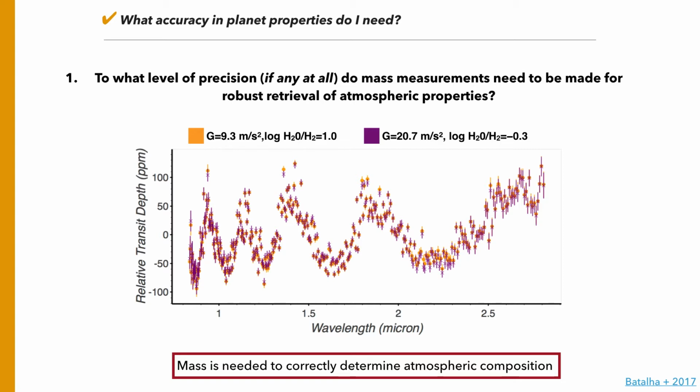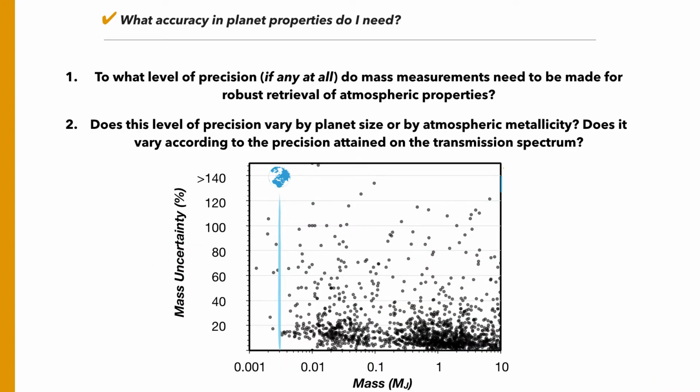So here I am showing two spectra. Here are two very different planet cases. One is rich in water with a low gravity, and the other is sparse in water with a high gravity. And their spectra are observationally identical. So mass is definitely needed to correctly determine the composition, but we still don't know how well or if the level of precision needed varies as a function of, let's say, planet size. So here I'm showing the 1 sigma mass uncertainty for targets available on the NEXI database. And you can see that many targets have relatively high mass uncertainties, even some of our gas giants.